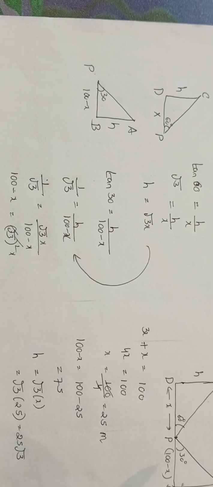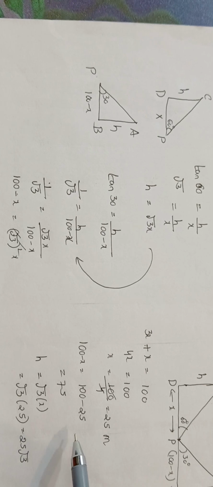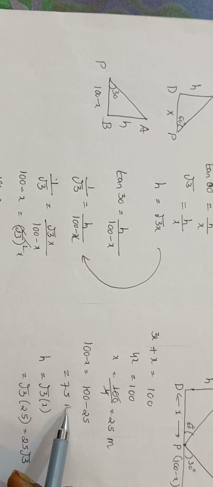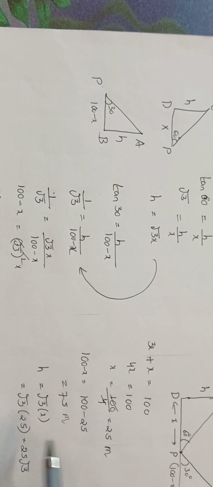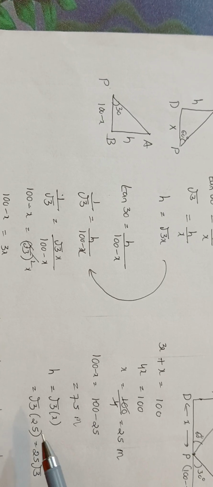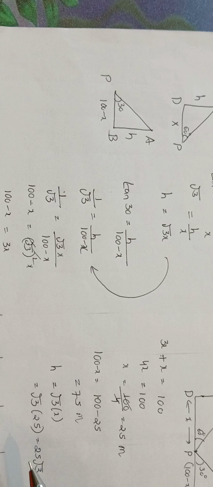Now we have to find the distance between P and B, which is 100 minus x. 100 minus 25, which is 75 meters. Now height is equal to root 3 x. Root 3 multiplied with x is 25, which is 25 root 3.